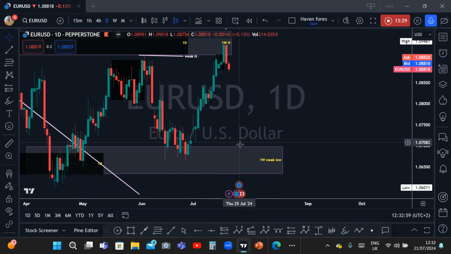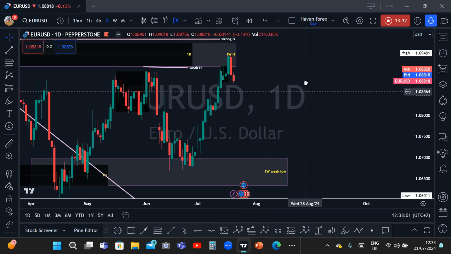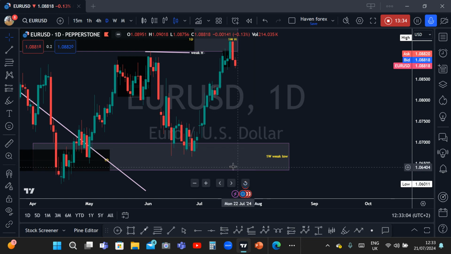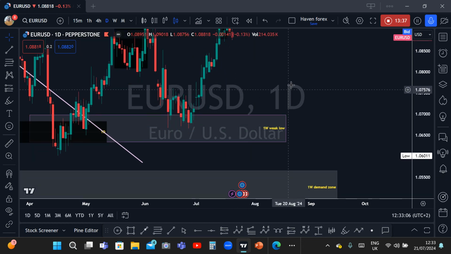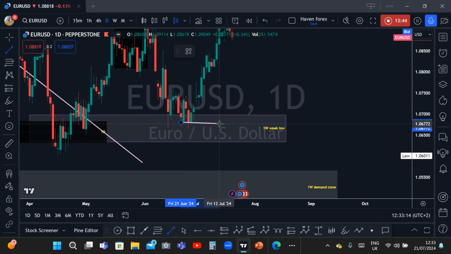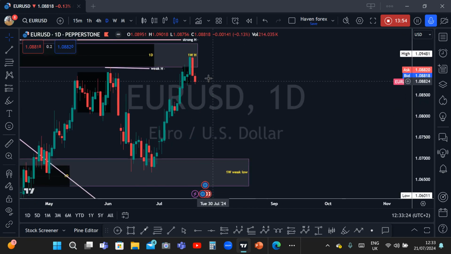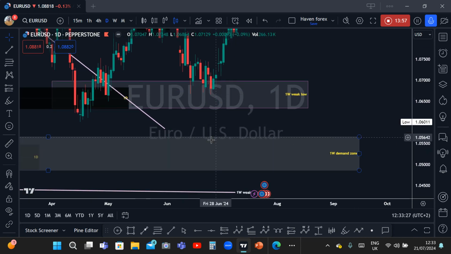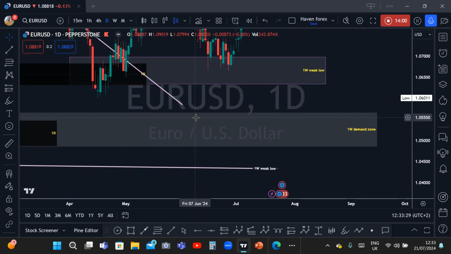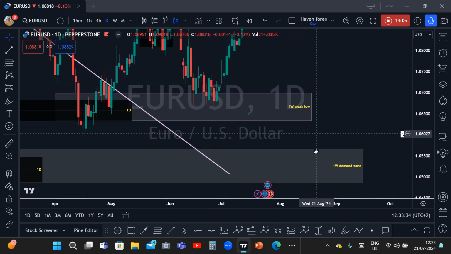Then he needs to come, he has found a resistance here. He needs to come down and take this weak low. He has to take this weak low, then come back and break structure down. That is to tell you that this trend is still coming.